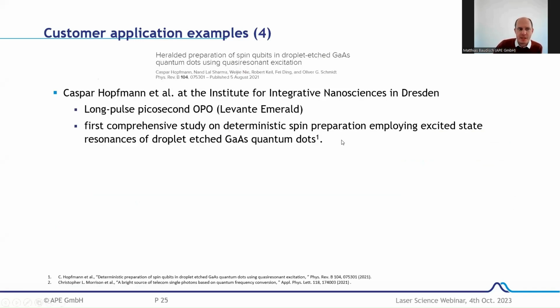Yeah, and some other applications here, for example, a group from Caspar Hoffmann et al. from the Institute of Integrated Nanophotonics in Dresden in Germany. They used the long-pulse picosecond optical parametric oscillator source in the study here, heralded preparation of spin qubits in droplet-etched gallium arsenide quantum dots using quasi-resonant excitation. And they could show the first comprehensive study on deterministic spin preparation employing excited state resonance of droplet-etched gallium arsenide quantum dots.